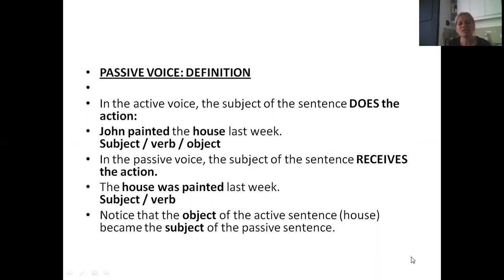Then, in the active voice, the subject of the sentence does the action. For example, Sean painted the house last week, yes? And in the passive voice, the house, yes, was painted last week, right? Okay, here, this is a clear example for you to understand the differences between the active voice and the passive voice.